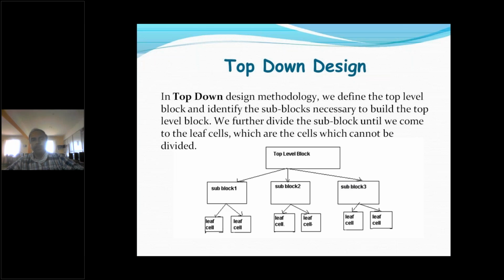First we'll check top-down design. In the top-down design methodology, we define the top level block and identify the sub-blocks necessary to build the top level block. We further divide the sub-blocks until we come to the leaf cells, which are the cells that cannot be divided further. So this is the top level block, and we'll go on dividing it till the leaf cells.